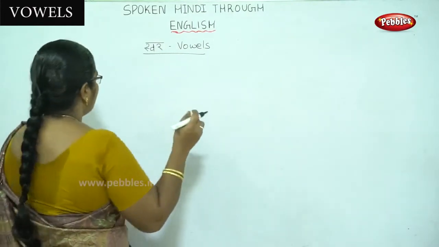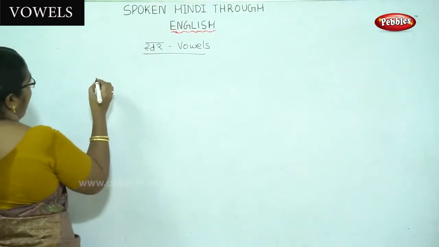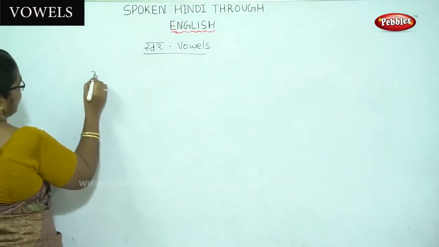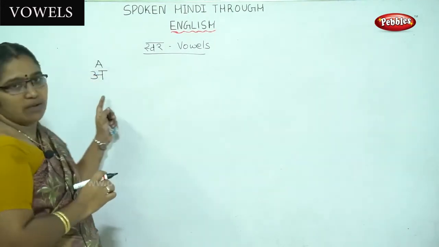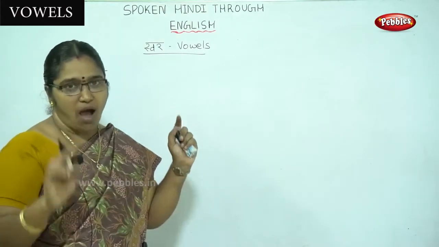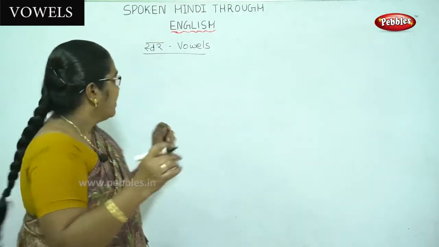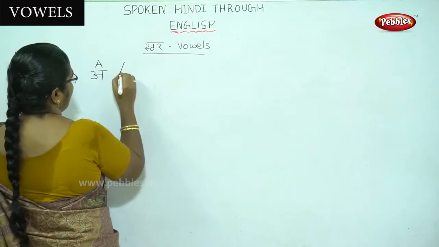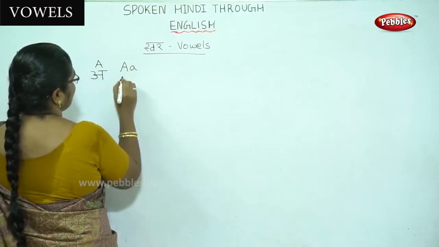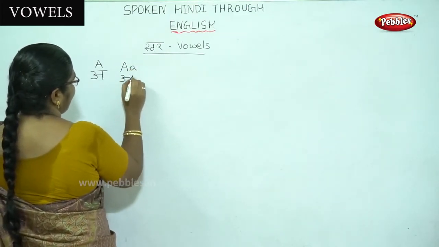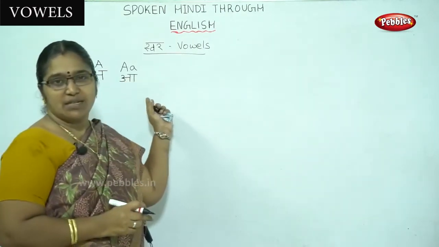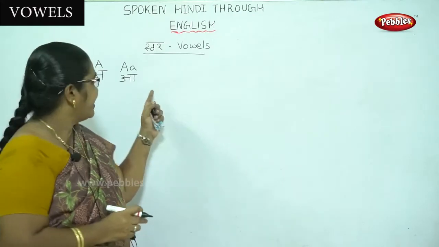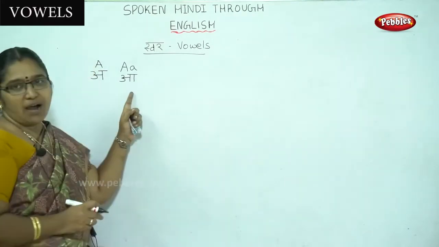The first letter is A. In pronunciation, we write it as A. The next one is A. In the same manner we write it, but we have to put another line in this, that is A.